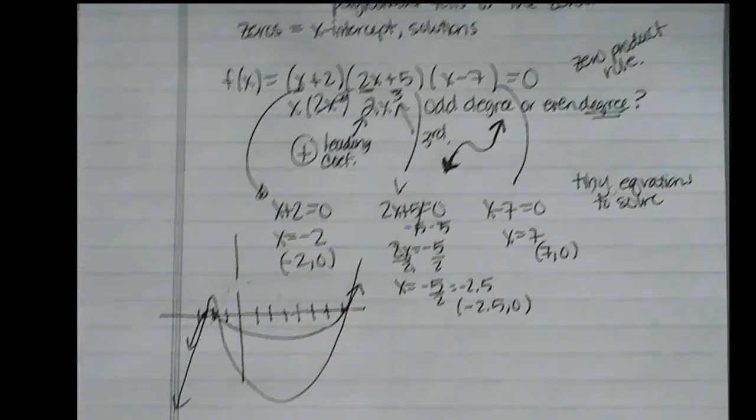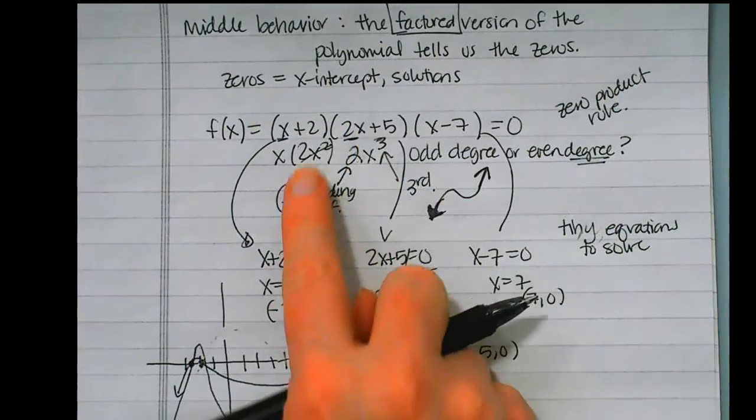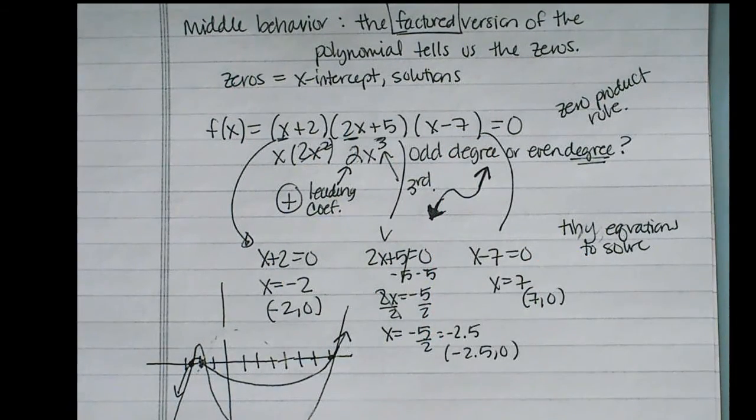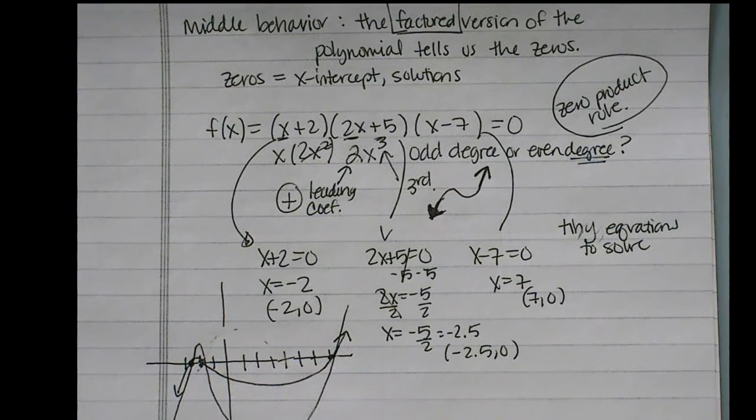So definition-wise, I need to know what zeros are. I need to know what factored form looks like. And then some of the problems that you have to factor, they're not that difficult. You'll be able to factor them. But you definitely have to set it equal to 0. It doesn't work without the zero product rule.